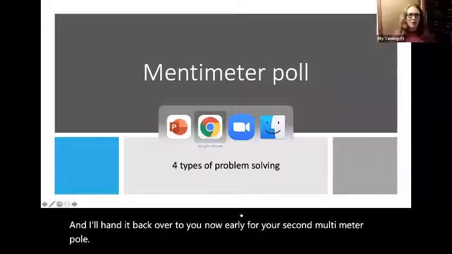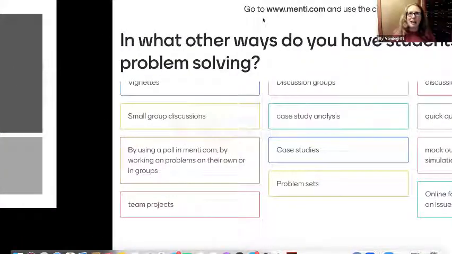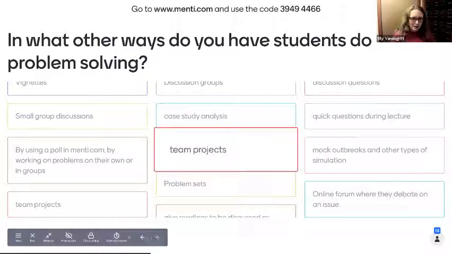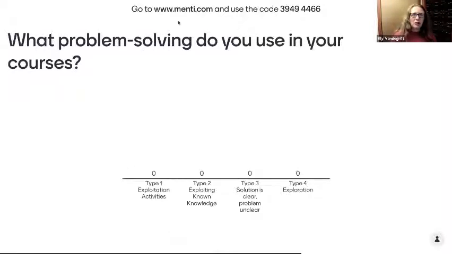Okay, great. Let's go back to Mentimeter. It's the same code that we used before, where you go to menti.com and type in 39494466. We were curious about what type of problem solving you already use in your courses. Do you use the exploitation of activities, exploiting known knowledge? Type 3, where the solution is clear but the problem is unclear, that was the chair example, or this exploration kind of idea.